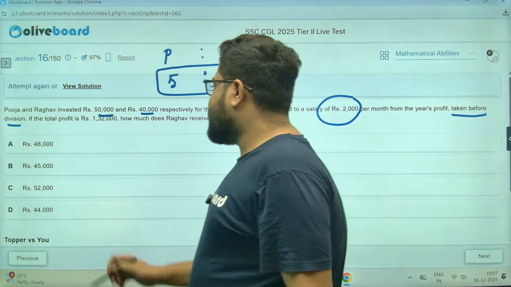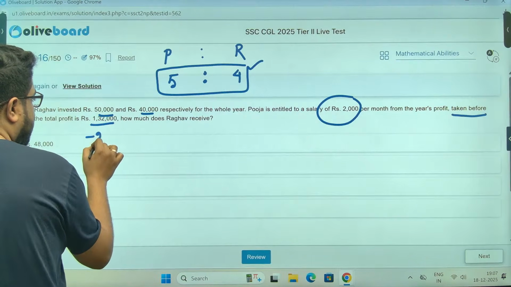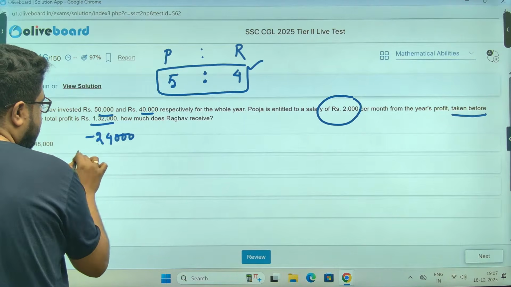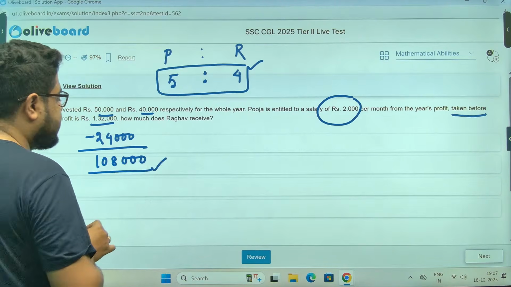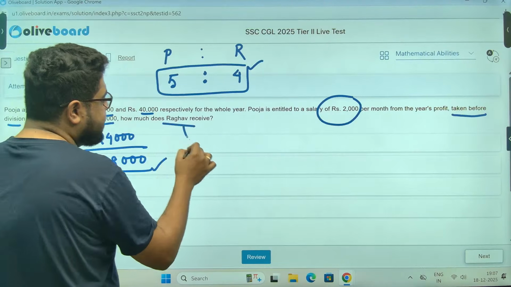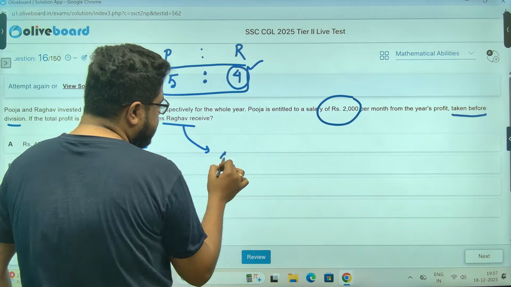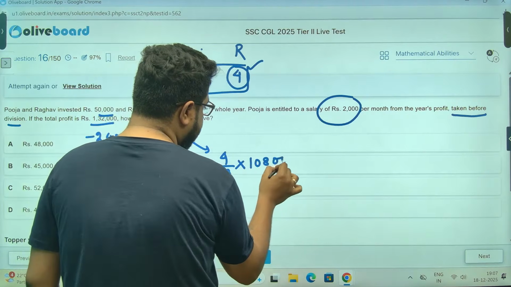Now, total profit 1,32,000. Out of that, 2,000 per month, meaning in the whole year, 24,000 gone. So how much remaining? 1,08,000 rupees. This will get divided between Pooja and Raghav. How much will Raghav receive? Raghav will receive 4 parts out of 4 plus 5, 9 parts, of 1,08,000.